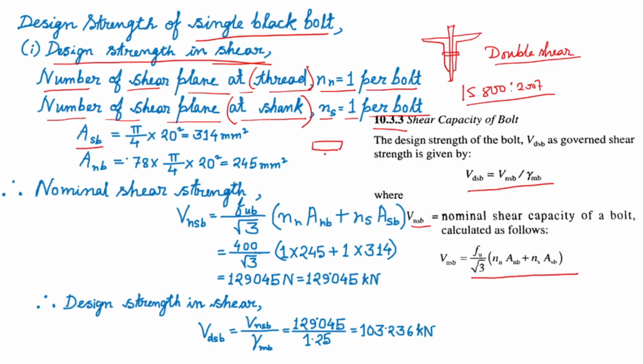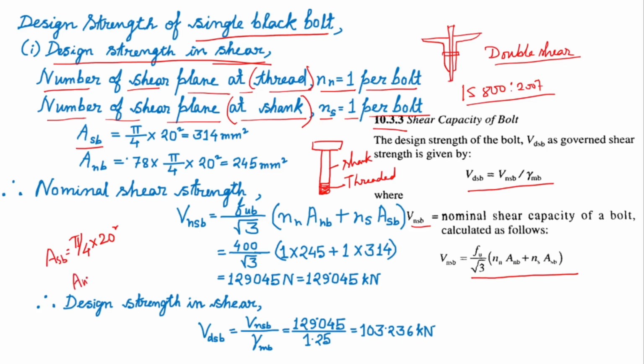So if it is the bolt, it is a threaded portion and this is a sunk portion. For 20 mm diameter bolt, the cross sectional area at the sunk portion will be pi by 4 into 20 square, which is ASB.